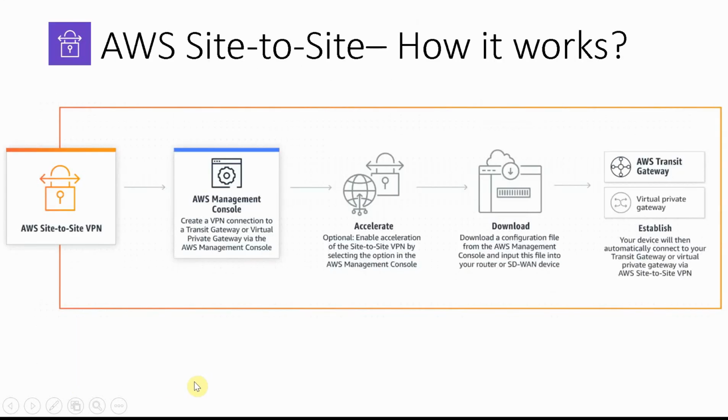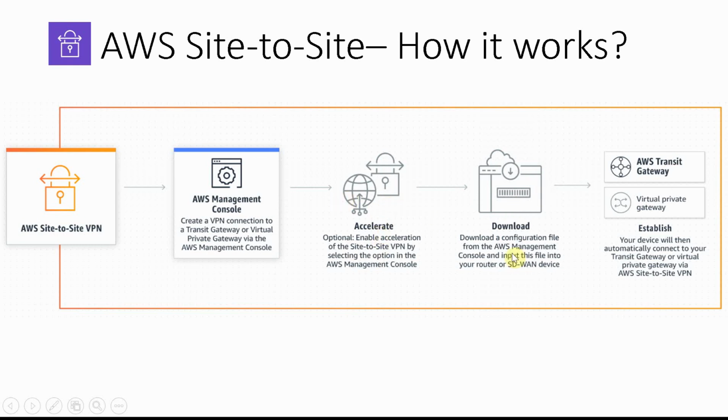There again we saw the site-to-site use case, extending your corporate network and secure communication. So, site-to-site VPN, how it works. In the AWS console, you first go and create a transit gateway or virtual private gateway, and then you download the configuration file. The accelerator option is an optional component. If you need very high speed, then you go for accelerate. Otherwise, it's optional.